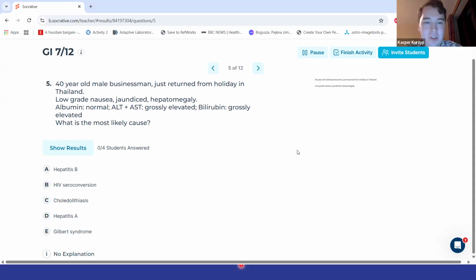40-year-old male businessman just returned from holiday in Thailand. Feeling exotic today. There is some nausea. He is jaundiced. The liver is large. Albumin is still normal. ALT and AST are through the roof. His bilirubin is pretty much off the charts. What is the most likely thing that's going on?